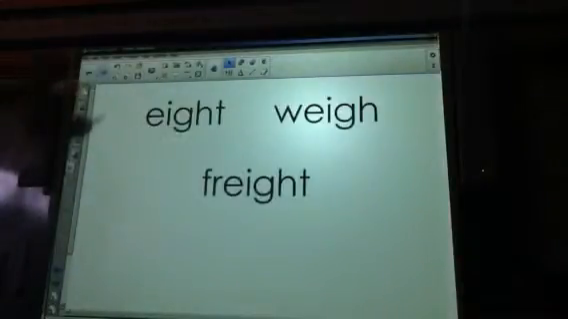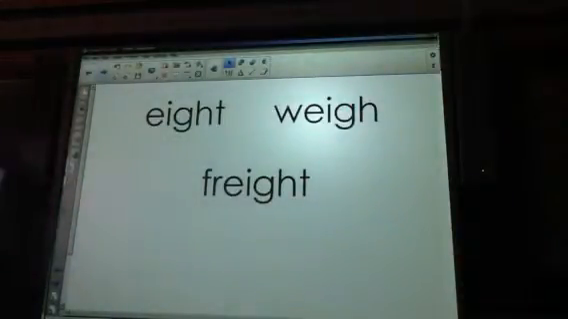Echo these words and listen for a sound that they all have in common. Eight. Eight. Way. Way. Freight. Freight. What sound do you hear? A. A. Let's see what's making the A sound. What do you think?